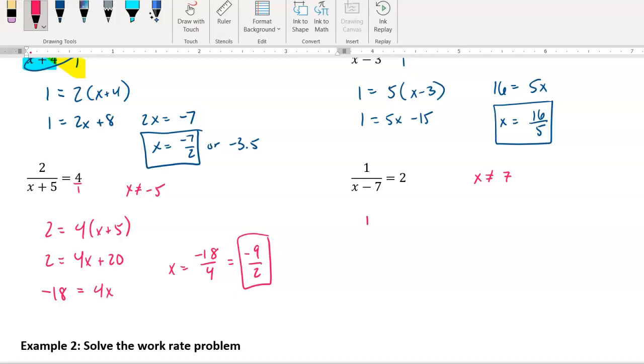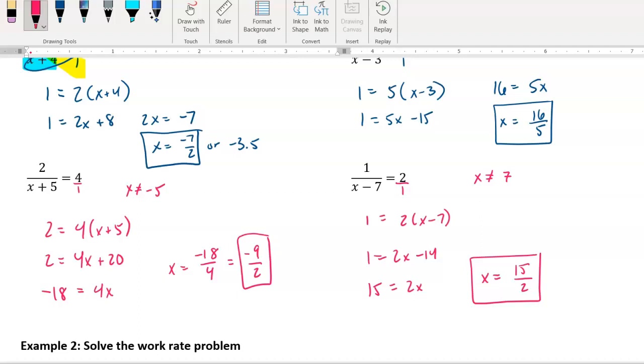All right, so for the last one here, we get that x can't equal +7. So we cross multiply. Make sure that you don't multiply 1 times 2. It's 1 times 1. Because the 2, you multiply that times the x minus 7 to get 2x minus 14. Add 14 to both sides, I get 15 equals 2x. Divide both sides by 2, that cannot reduce, so that just stays as 15/2.